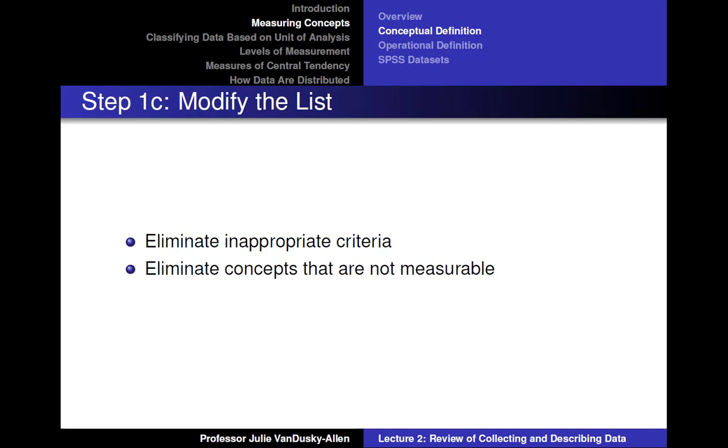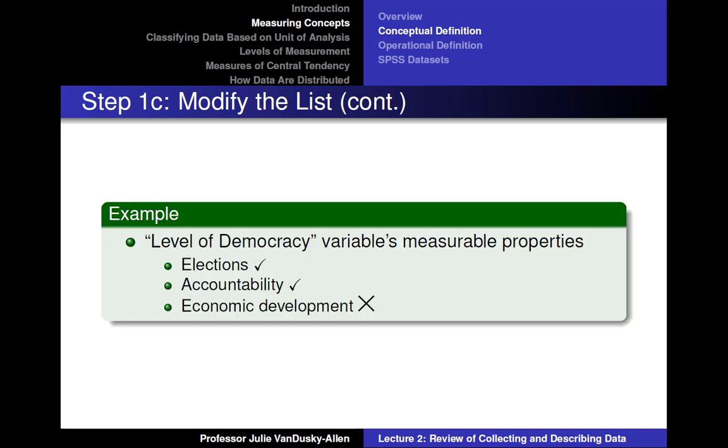After we identify the concept's measurable properties, we have to modify our list just to make sure that we are only including relevant and measurable criteria in the list. For example, in our previous list, elections and accountability were good measurable properties because all democracies should have elections with elected officials who are held accountable for their actions.